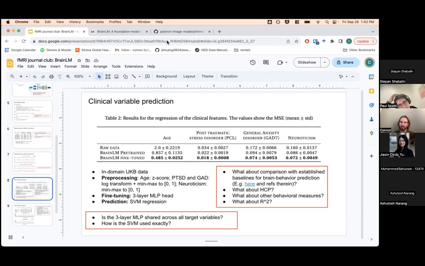HCP also has a very large set of behavioral measures that they provide, something like 59 different measures. You could do the same evaluation in that context, and it would be more interesting since that is a totally different data set collected in a different way, with a different scanner protocol and different researchers involved. It'd be much more like a real world type of test, generalizing to a new fMRI data set. So yeah, I think that's another thing that's missing.